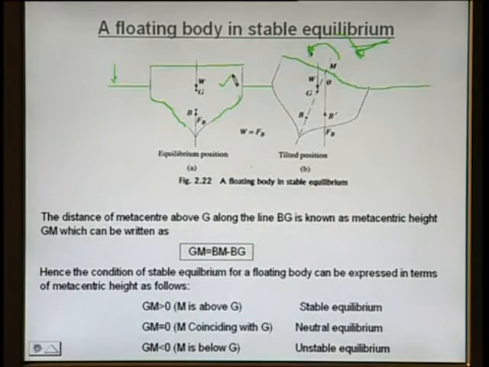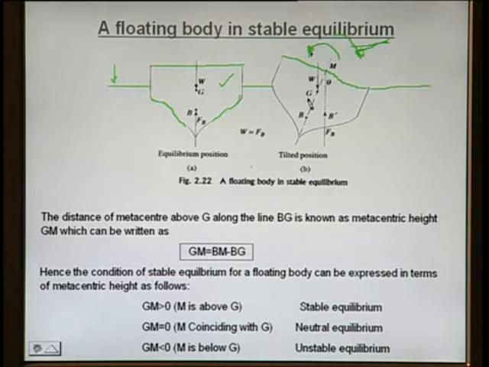So, the overturning couple was acting in a clockwise direction, and because of the shifting to B dash, we have a restoring couple acting in an anti-clockwise direction. So, wherever the overturning couple takes it, because of this restoring couple, this floating body will regain its original position, and this condition is called the stable equilibrium condition.